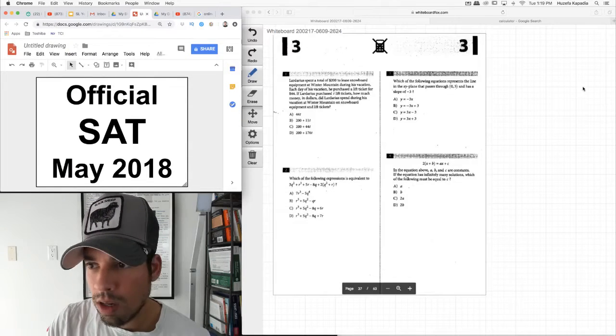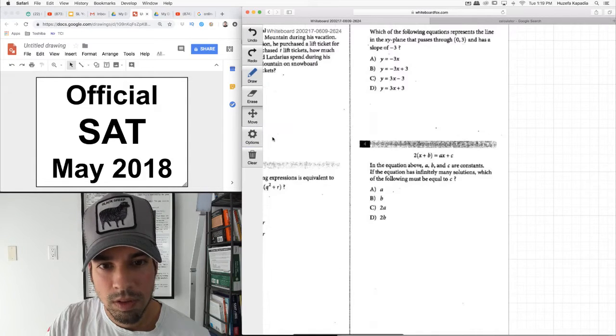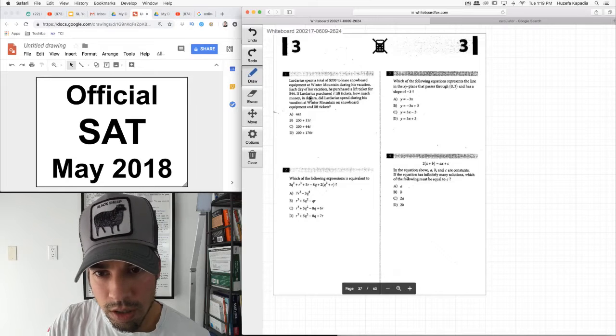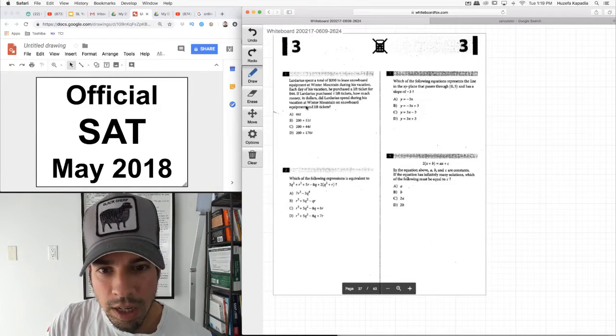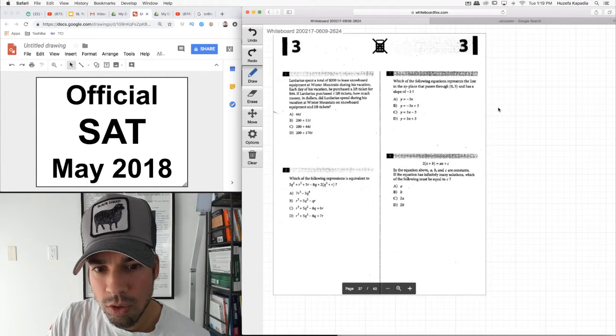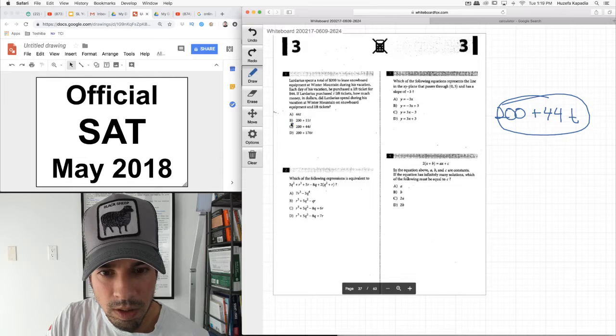Actually, wait, let me zoom out. Lardarius spent a total of $200 to lease the snowboard equipment on his winter mountain vacation. Each day, he purchased a lift ticket for $44. So he spent $200 flat plus 44 times each lift ticket, which is t. Which expression shows the money he spends during his vacation? Boom, right here: 200 plus 44t.